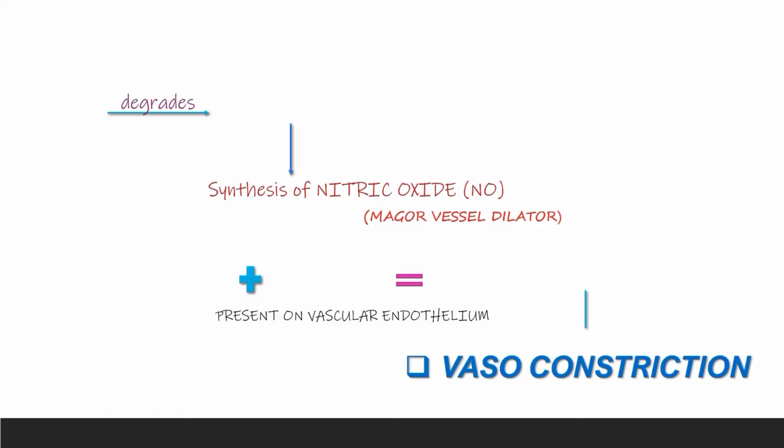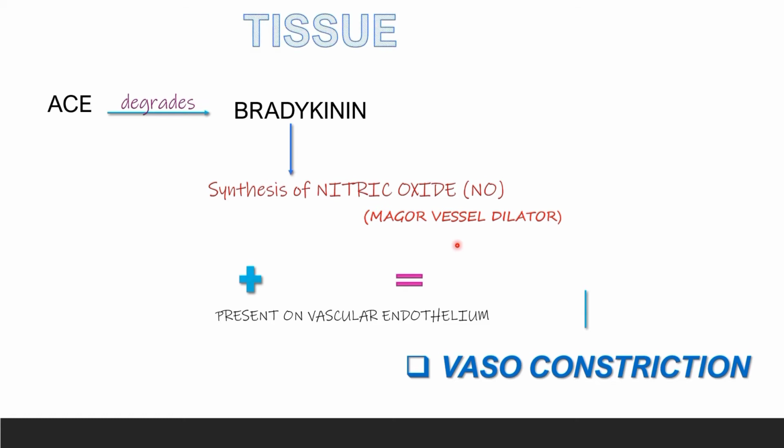Not only does ACE help in the conversion of angiotensin 1 to angiotensin 2, but it also helps degrade a peptide of 9 amino acid residues, bradykinin, which stimulates the synthesis of nitric oxide. We all know nitric oxide is a major vessel dilator, so as the vessel is dilated, there is a chance of decrease in blood pressure. This is also known as vasodilation, and all of this happens at the tissue level.